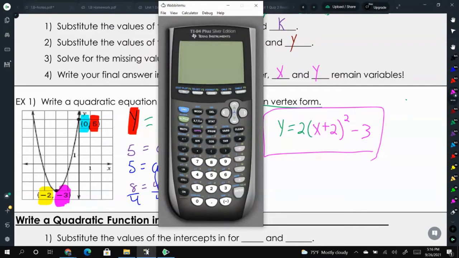All right, let's turn this on. So 2 times parentheses x plus 2 close parentheses squared minus 3. So now when I hit the trace button, you see when I type in 0, the y value is 5. So I'm confident that this is the correct answer now.